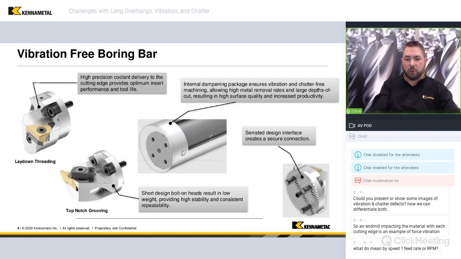When we look at this serrated connection with the alignment pins, that's really important. And then of course some very strong and secure bolts. So we're going to bolt that directly in, and we've got the coolant coming through the center.